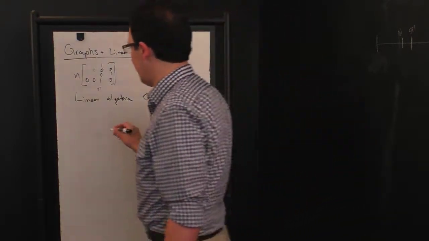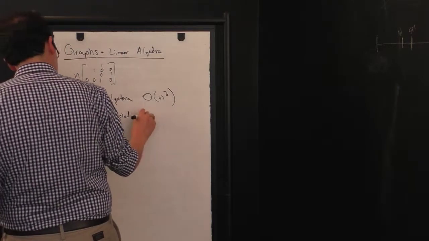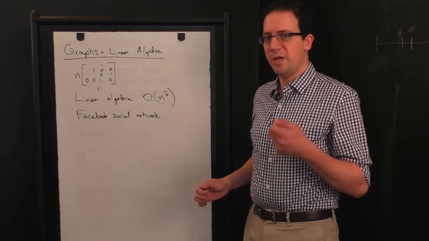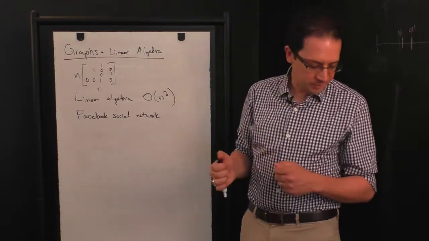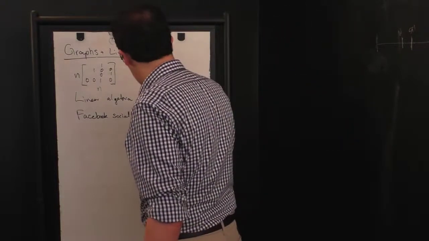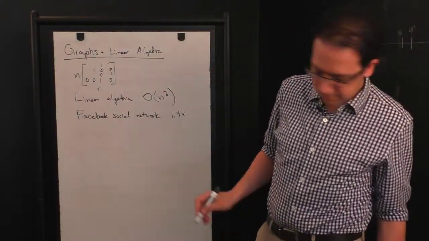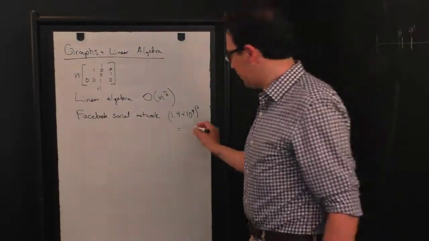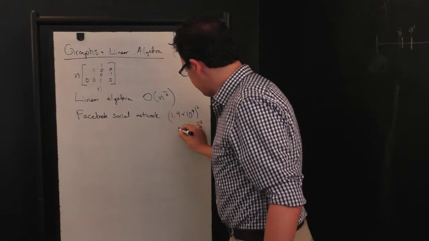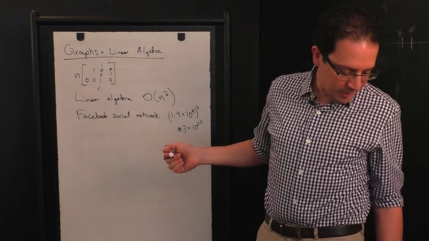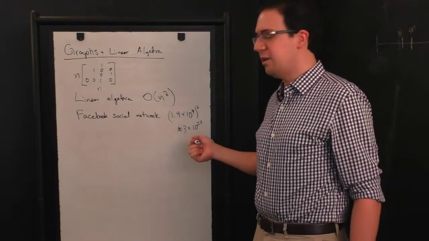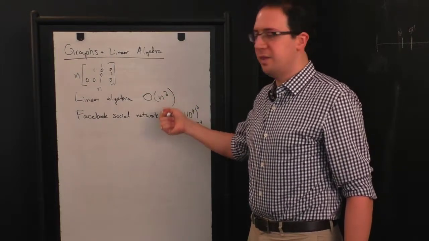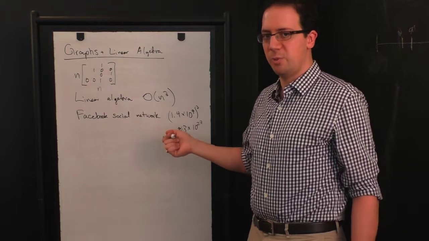So for example, if you were analyzing the Facebook social network, this is a graph where vertices are users of Facebook, and there's an edge between two people if they're friends on Facebook. Facebook has about 1.4 billion users, and the issue is 1.4 billion cubed is essentially 3 times 10 to the 27. And if you recall, that would mean this is about 3,000 years on the world's fastest supercomputer. Right? So n cubed in this case, just because your input is so large, is really not going to be practical.